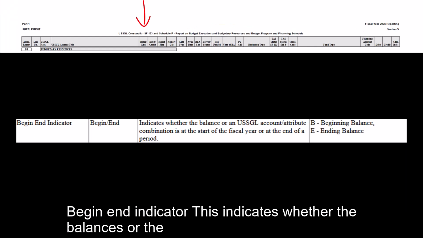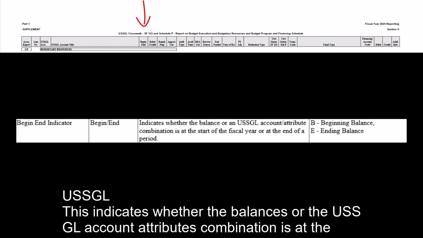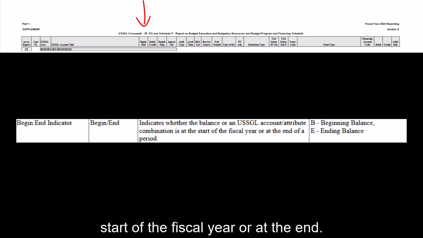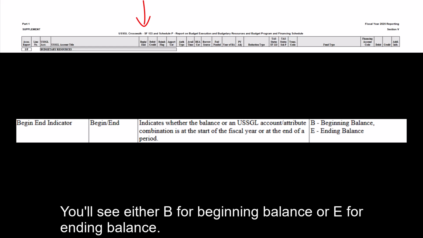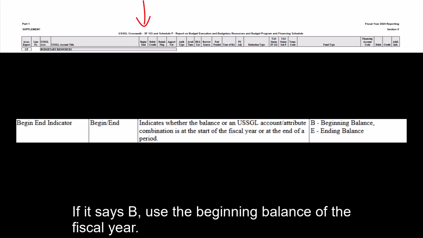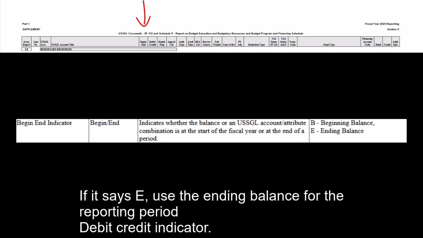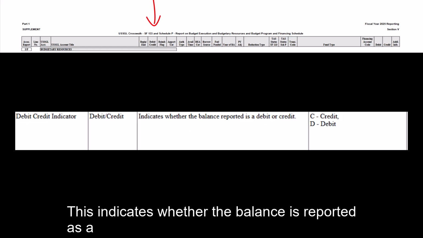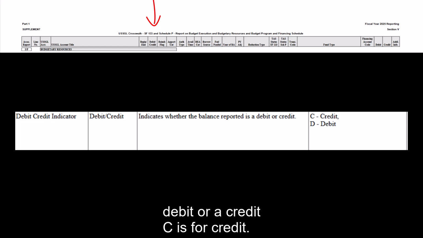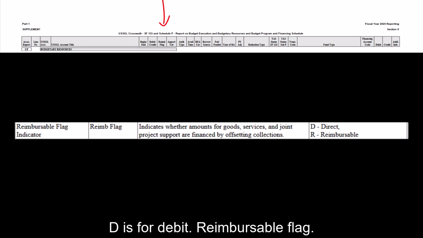Begin end indicator. This indicates whether the balances or the USSGL account attributes combination is at the start of the fiscal year or at the end. You'll see either B for beginning balance or E for ending balance. If it says B, use the beginning balance of the fiscal year. If it says E, use the ending balance for the reporting period. Debit credit indicator. This indicates whether the balance is reported as a debit or a credit. C is for credit, D is for debit.